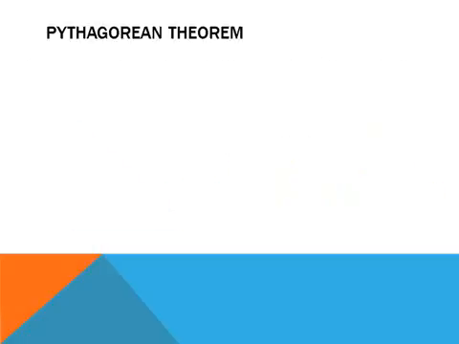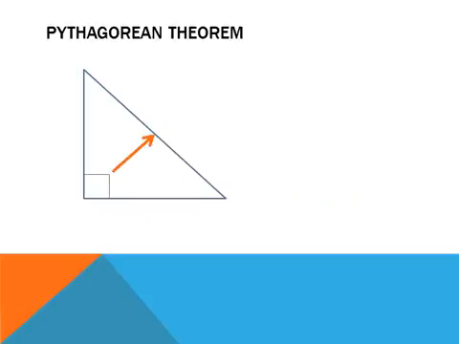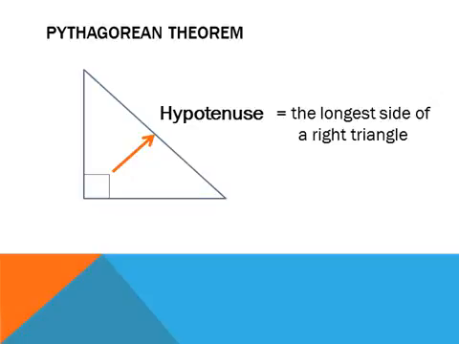You also need to know some vocabulary. Here's my right triangle again. The side opposite the right angle in a right triangle is called the hypotenuse, and this is the longest side of a right triangle. The other two sides are called the legs. So note that the longest side of a right triangle is the hypotenuse. The other two sides are legs.